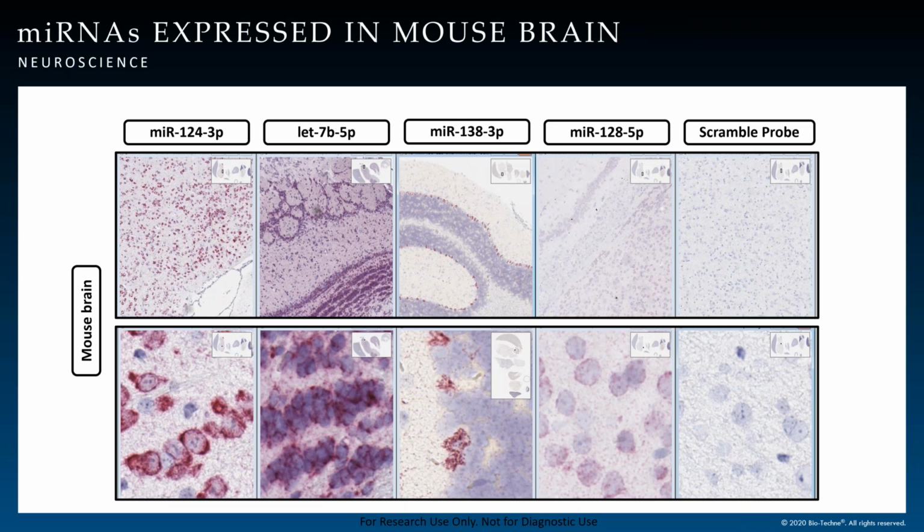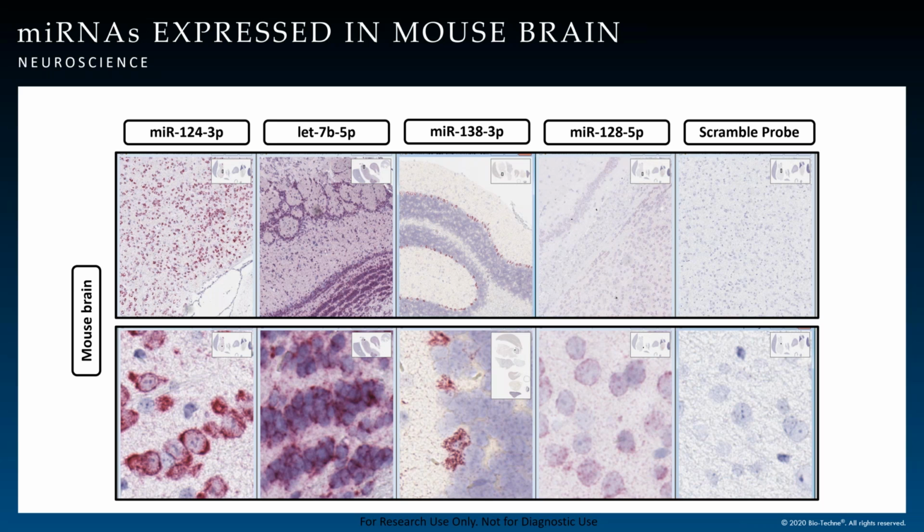Looking now at neuroscience research, there are other microRNAs that have been studied previously. In the left column, we have miR-124, which I mentioned earlier, but here we have a zoomed in image of the signal in the bottom row, so we can see that miR-124 is a very enriched microRNA in the mouse brain.